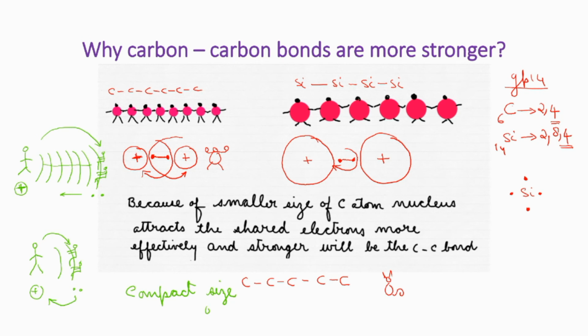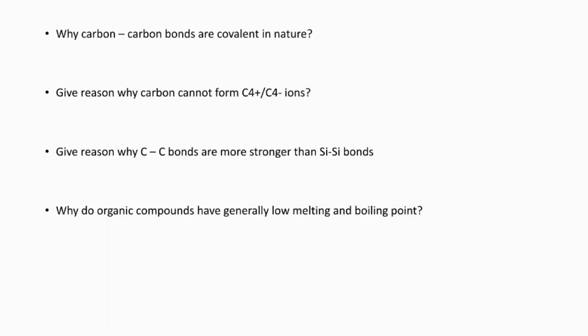See this question: why are carbon-carbon bonds covalent in nature? Read the second one also. Give reason why carbon cannot form C4+ and C4- ions, they are asking. See, the question is different but the answer is the same. Got it? So how to write the answer? You will write the electronic configuration of carbon, that is 2,4. In order to form C4+ ions, it needs to give away these 4 electrons to some other atom. So what will be the electronic configuration that time? Only 2.